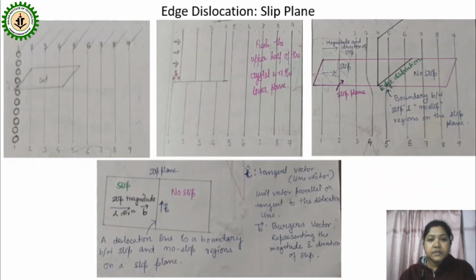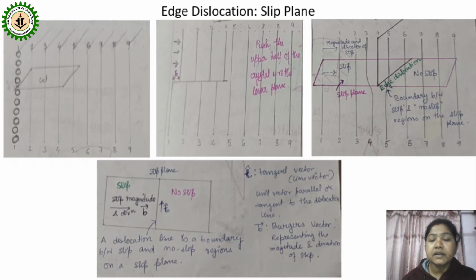Come to the next part, that is called slip plane. Slip plane is actually nothing but the cutting of the plane. Suppose there is a perfect plane. So you can see here 1, 2, 3, 4, 5, 6, 7, 8, 9. So there are 9 planes, and assume that each plane contains this type of atoms, so that it becomes a lattice. If you imagine this, it gives you nothing but the perfect crystal or lattice.